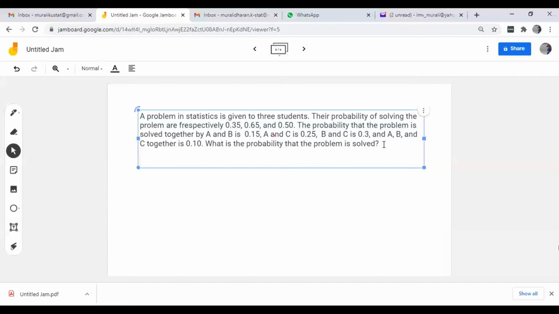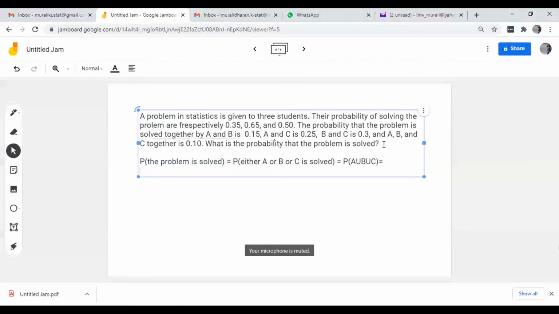Problem is solved. Please understand the language, because this is very, very important. The problem is solved means either A or B or C, or all of A, B, C, is solved. What is the language? A union B union C. Simple language is that. Now you know what the answer to this is. We have already done a question on this. P of A plus P of B, and so on.